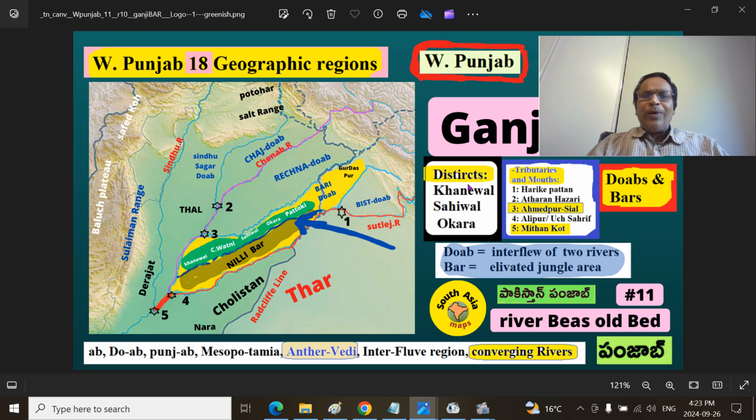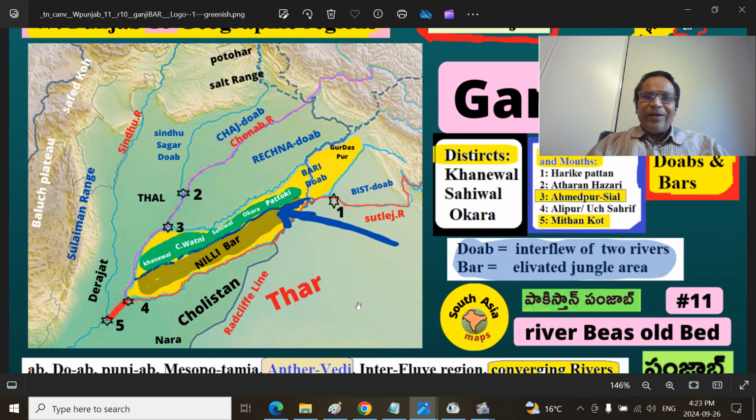What are the districts that are covered? The southern part of the entire bar, because there is the Bias river, you can see here. The Bias river's mouth is Sutlej. Mouth means where the river joins its major river, the other river, tributary to main river. So this is the Bias. There is a town called Harikepattan. And afterwards, the Bias continues as a part of Sutlej.